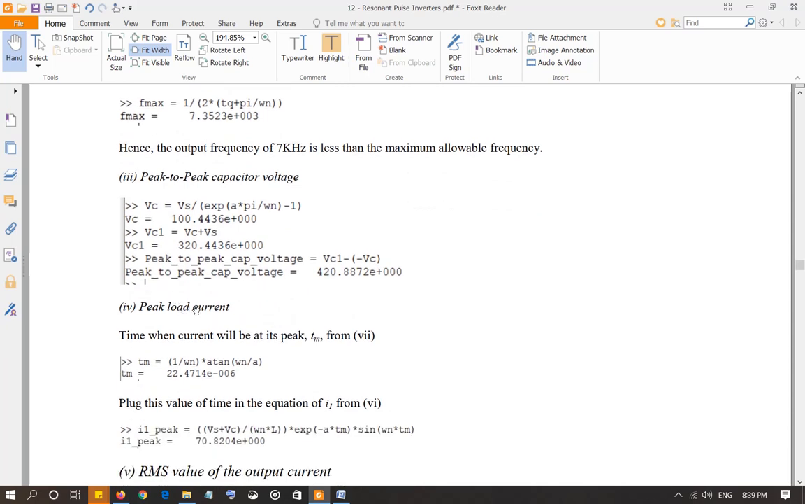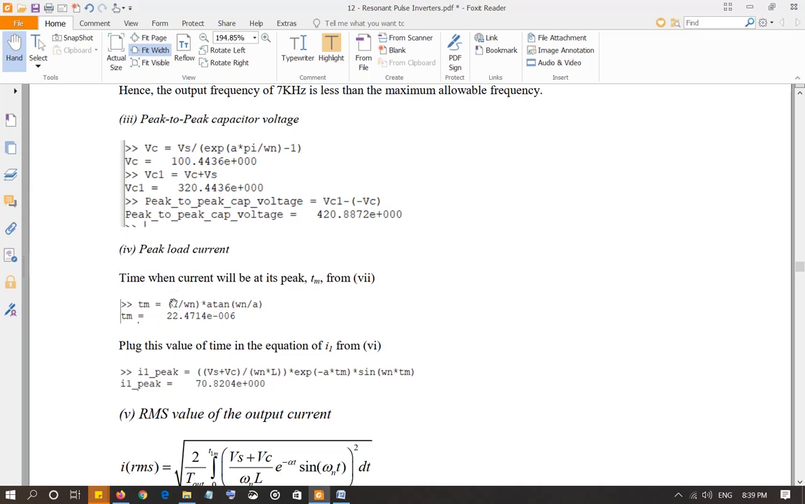Peak load current will happen at the time when the output is peak. We calculated the time. The equation is 1 over omega n times tangent inverse of omega n over alpha. So the time at which the peak current is going to happen, t1, is 22.47 microsecond, and at that time we plug in this value in the equation of I1, and the peak current value is 70.8204.